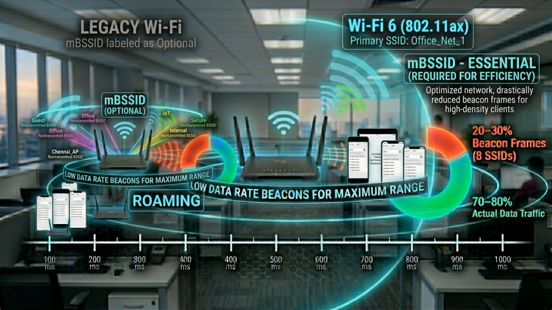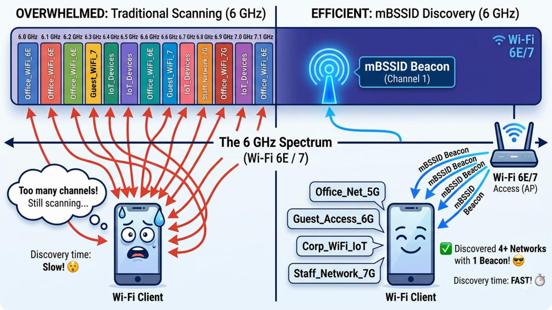The adoption in 802.11ax, Wi-Fi 6 turned this optional feature into a necessity. In the 6 GHz band, Wi-Fi 6E and Wi-Fi 7, there are so many channels that a device cannot scan them all. 802.11ax mandates the use of MBSSID logic so that devices can discover all virtual networks on an AP by listening to just one beacon.